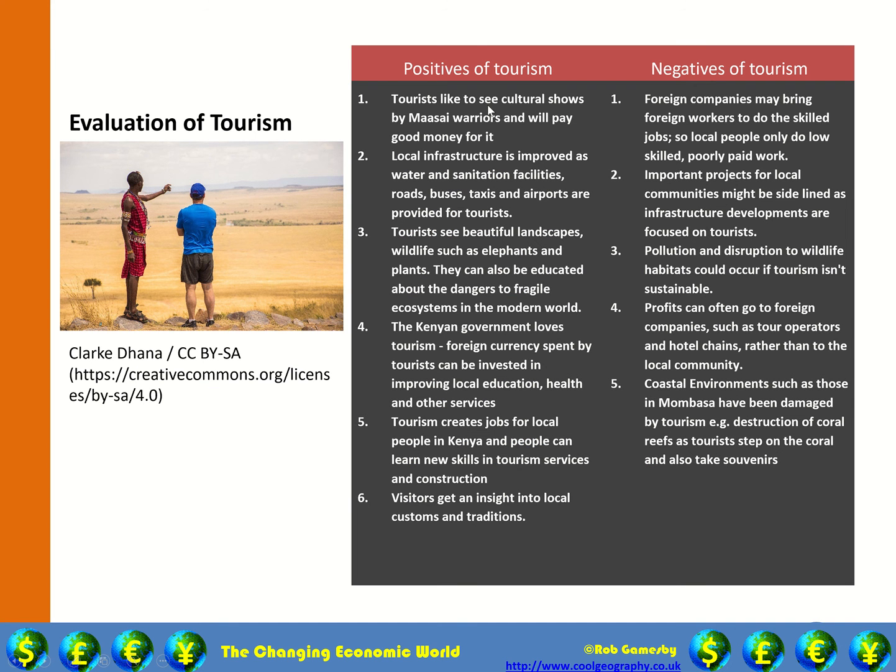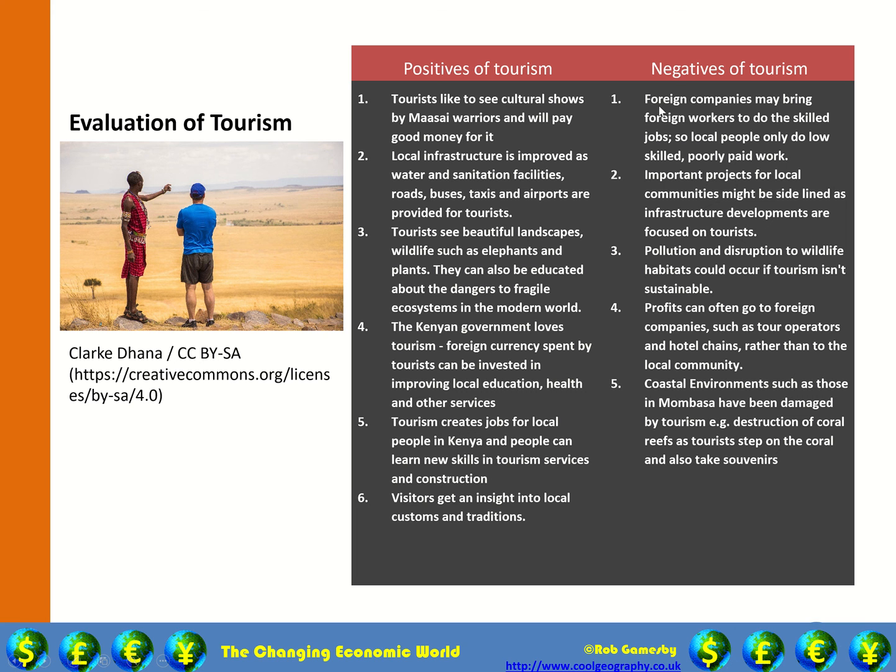So the positives: tourists will pay to see cultural shows by Maasai warriors like this guy. Local infrastructure is improved as water and sanitation facilities, roads, buses, taxis and airports are provided for tourists. Tourists see beautiful landscapes and so on. They can be educated about the dangers to fragile ecosystems. The government will get money from tourism as well, and that money can be reinvested in education, health and other services. And it provides jobs for people.